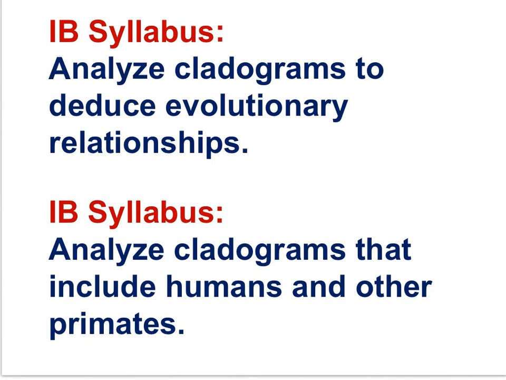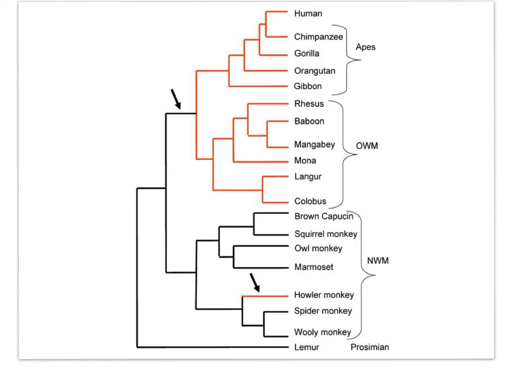At this point, you should be able to handle the following IB syllabus statements. Analyze cladograms to deduce evolutionary relationships. Analyze cladograms that include humans and other primates. So here is a cladogram that includes the humans and other groups of primates.